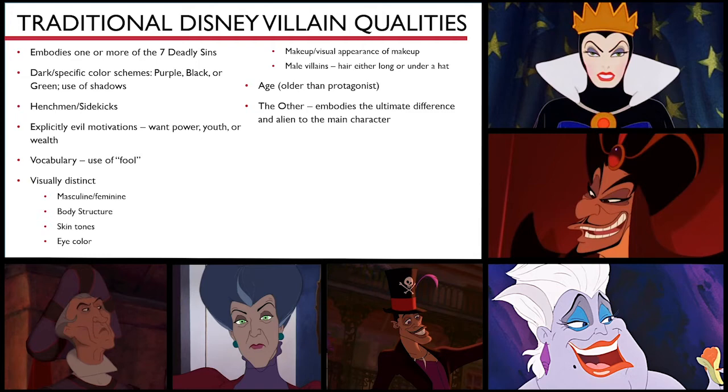The next category is makeup, or the visual appearance of makeup. So switching back over to my pointer, we can obviously see the Evil Queen has on a lot of makeup, right? And that's over-exaggerating her features. She's got red lips, rouge, eyeliner, eyeshadow, penciled on eyebrows. But it's not just the female characters who have makeup. So whether or not Jafar is actually wearing eyeshadow here, his eyes are darker, giving the appearance of eyeshadow.